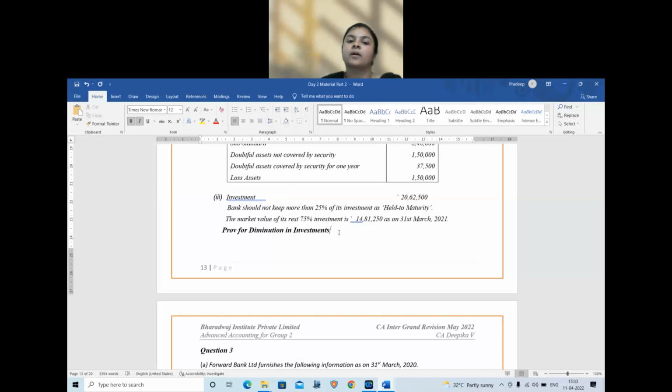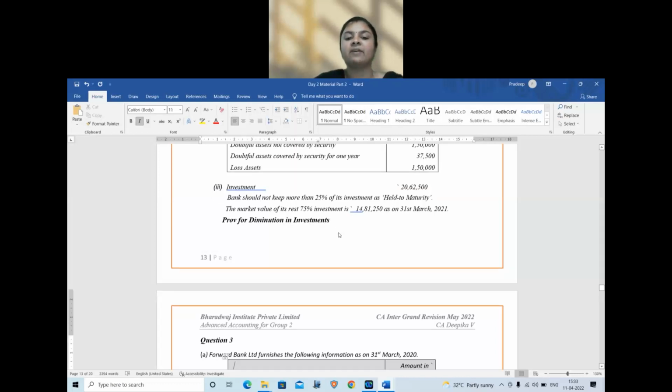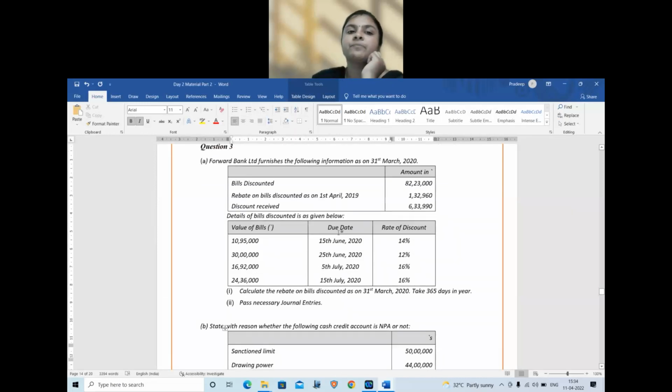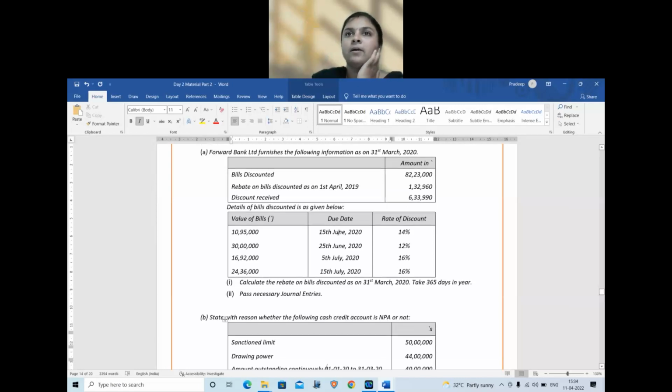Okay. So here three adjustments we need to remember. One, interest on NPA adjustment; two, provision for bad and doubtful debts; and three, provision for diminution in value of investments. Again, this is a P&L calculation question. Question number 3 I have taken from a previous paper, I think 3 or 4 attempts before, which is bills discounted and calculation of whether it is an NPA or not.